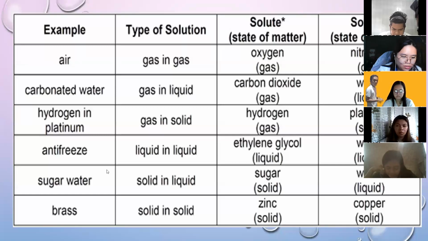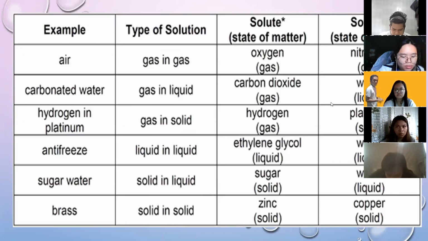Now, most of our solutions are actually solid in liquid and liquid in liquid. Like anti-freeze, we combine ethylene glycol with water. That is what we call anti-freeze. We have this in our air conditioners, in the refrigerator, and even in vehicles. Okay, and then sugar water is the most common solid in liquid.